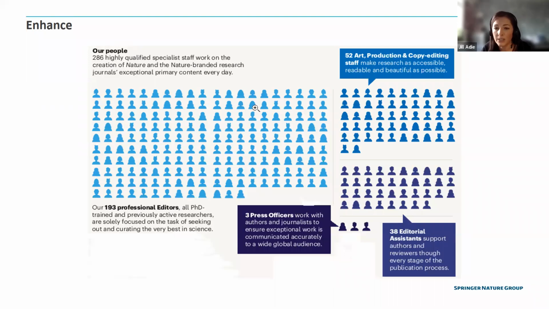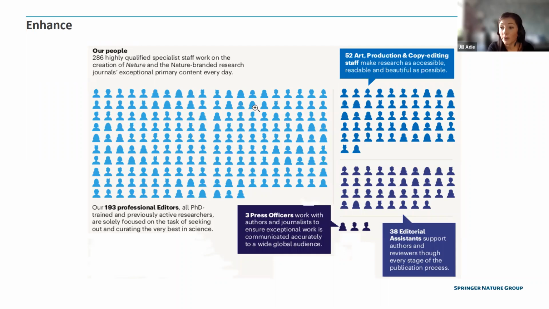There are some production editors, on the top right-hand side of the screen, in this darker blue color. There's 52 of those. They format the articles to make them visually appealing and easily readable. Our copy editors work on the text for clarity, and we have a team of art editors for the RJs as well as the Nature Reviews journals. I'm going to show you an example of their wonderful work on the next slide.